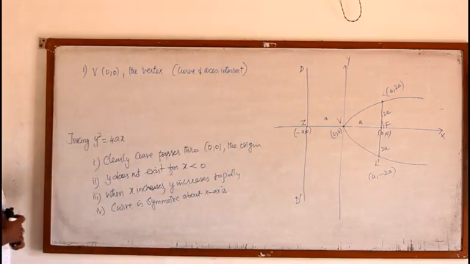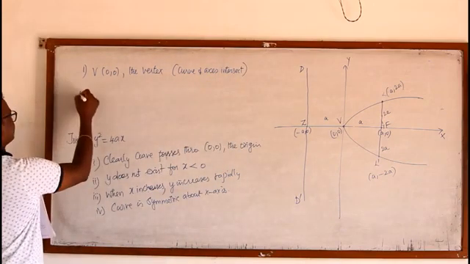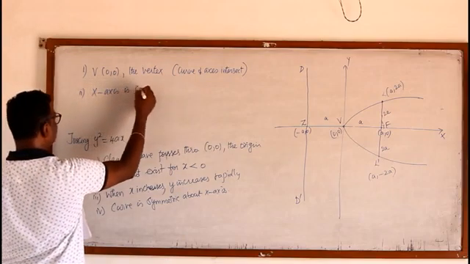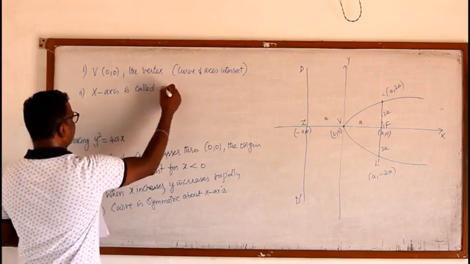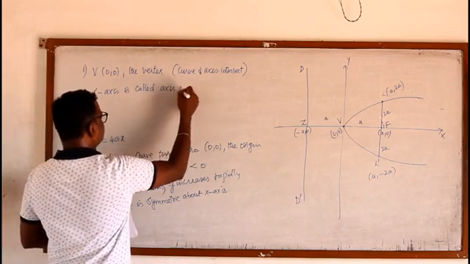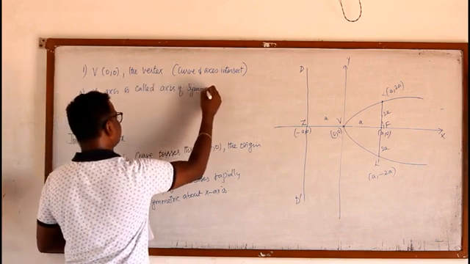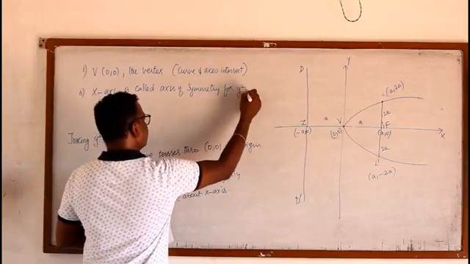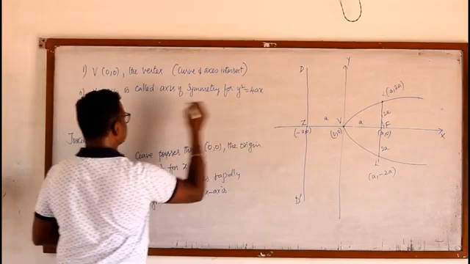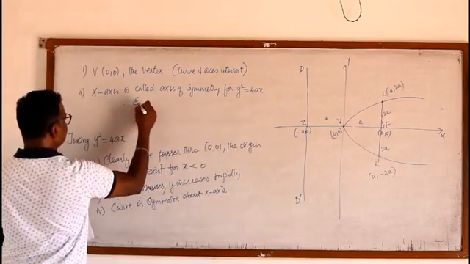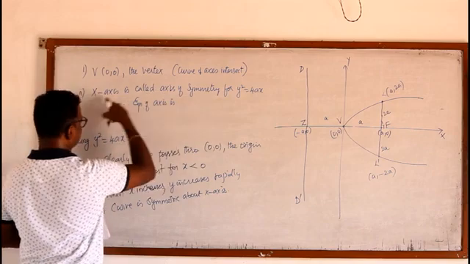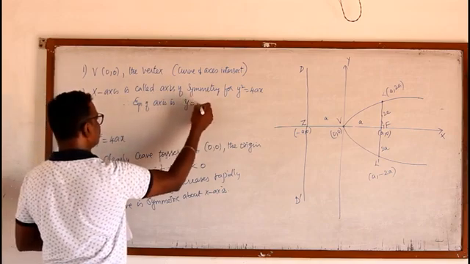B, the vertex where the curve and the axis intersect. The x-axis is called the axis of symmetry for y square equal to 4ax. Therefore, the equation of the axis is the x-axis, isn't it? So, y equal to 0.